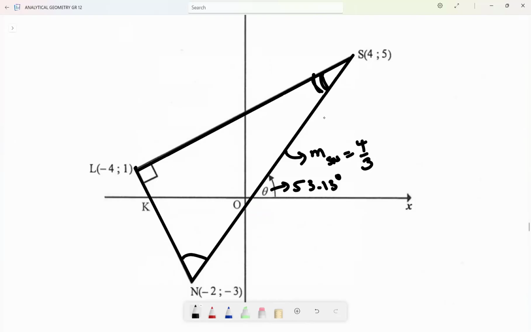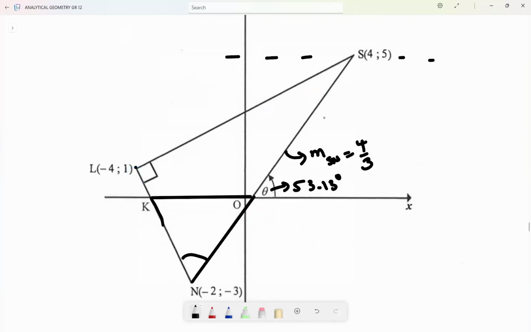An angle between two points. Let me do an imaginary line there. So it's going to be an angle between this one and that one. So what I'm going to do instead is use this triangle, the smaller one.